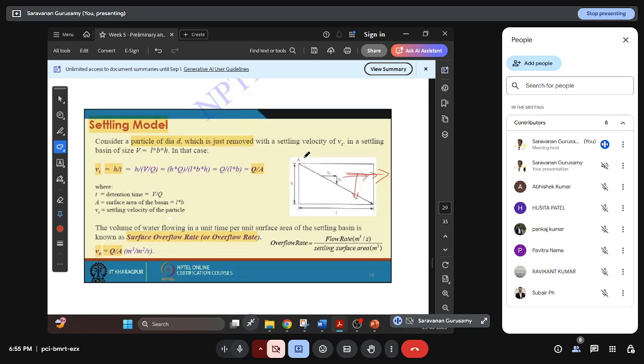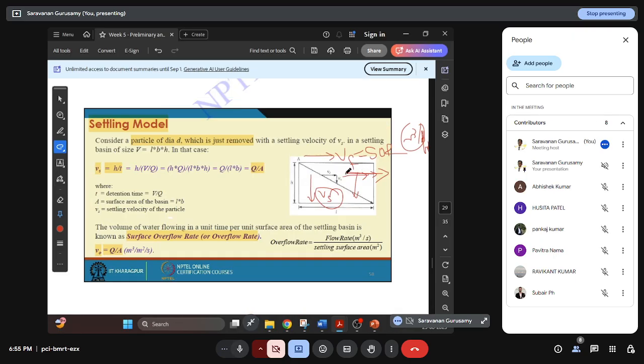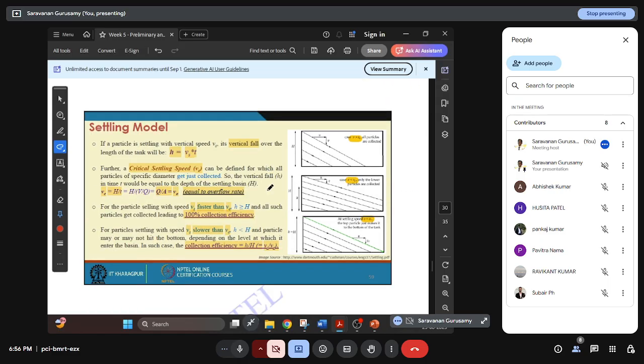So, how to find the flow velocity, Vf? How to find the settling velocity, Vs? Vs we can easily find with Stokes law. Vf is equal to the surface overflow rate. That's the flow rate, in meter cube per day per meter square. How to find that? Q by A. That is our surface overflow rate. If you equate that with the settling velocity, you can find the dimensions of the tank. This is the concept I have been talking about for a long time.